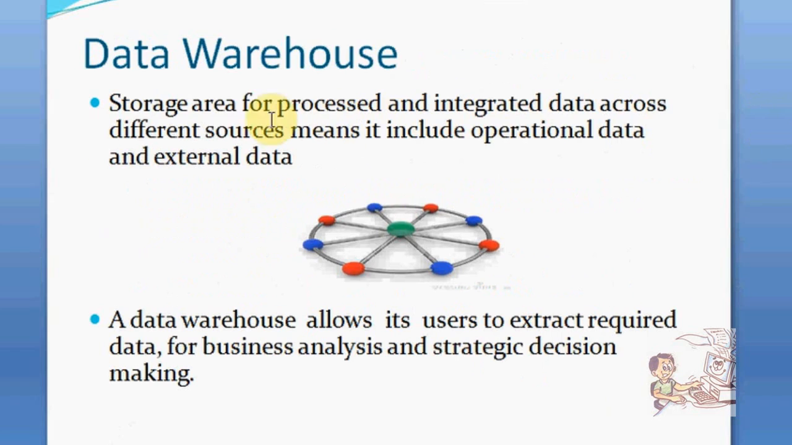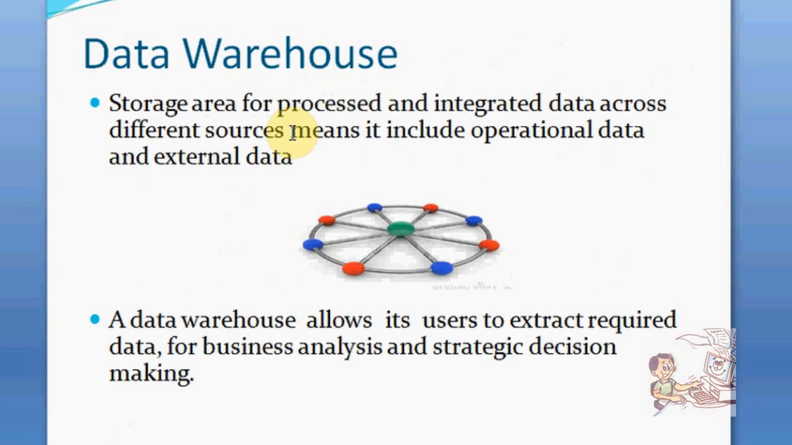A data warehouse is a storage area for processed and integrated data across different sources. Here Lotus Bank contains many branches: in India one branch, in the US one branch, in the UK one branch. The bank has already started and is running. Already we have processed data, and currently incoming data also.